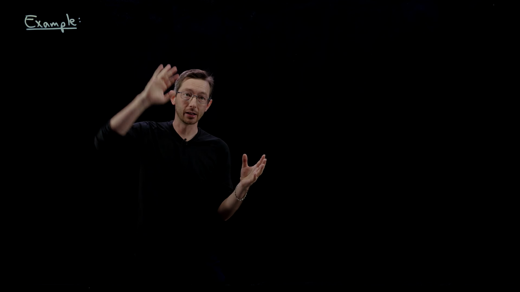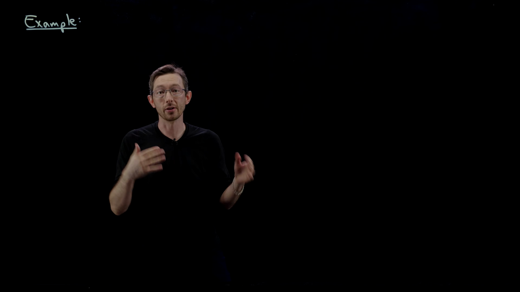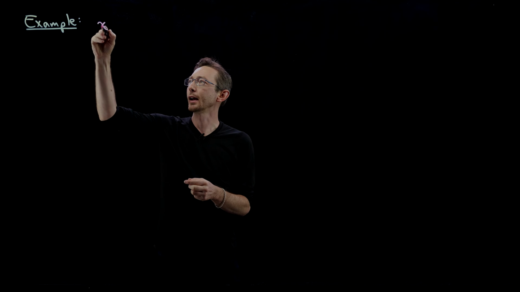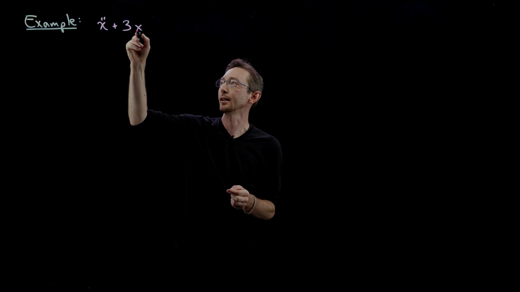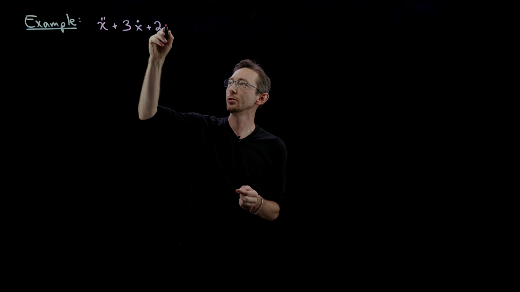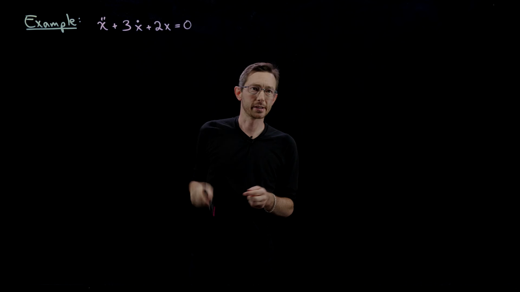Welcome back. So we're talking about second-order linear ordinary differential equations. We have shown how to solve these a number of ways, and now I'm just going to give you a bunch of examples, and we're going to work through them to build some real intuition for these problems. So the first one I'm going to do is x double dot plus 3x dot plus 2x equals 0.